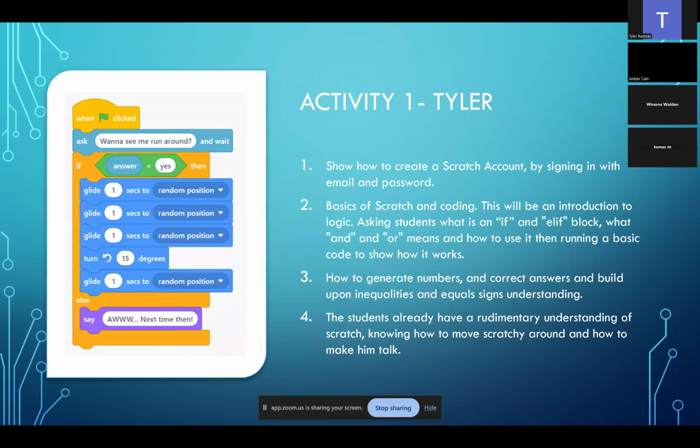In our first activity for the kids, we're going to show them how to create a Scratch account by signing in with the email and password, then go over the basics of Scratch and give them a stronger understanding of logic, asking what an if and elif block is and what an and or gate is, and show them how to run basic code, how to generate numbers and correct answers. And this is off the understanding that the students know a bit about Scratch, how to make Scratchy move and how to make him talk and whatnot.